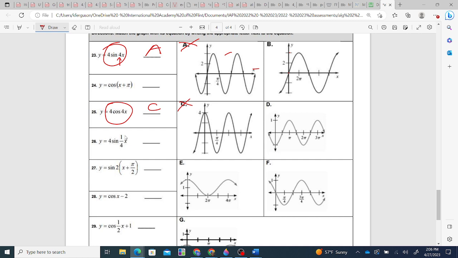So if the frequency is 1/4, that means the period is 8 pi, excuse me, sorry. And if I look here, this mark is 2 pi. So then that means this mark is 4 pi, this mark is 6 pi, this mark is 8 pi. So one complete cycle is 8 pi. So we got 3 out of 7. Let's get another one.